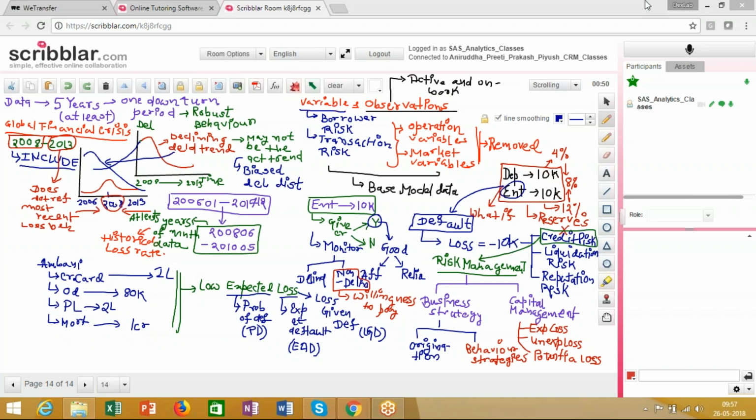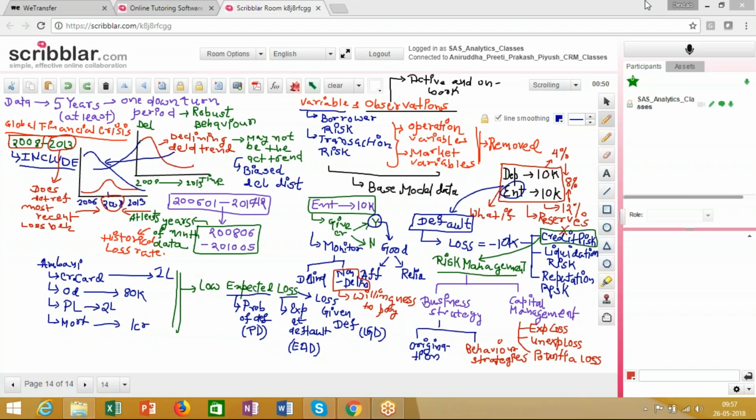Now, if Mr. Ambani has a very low probability to default, then the chances of expecting a loss from Mr. Ambani's account is very low, right? So in that way, I need not bother. For accounts which have a very high probability of default, I look into their exposure at default.